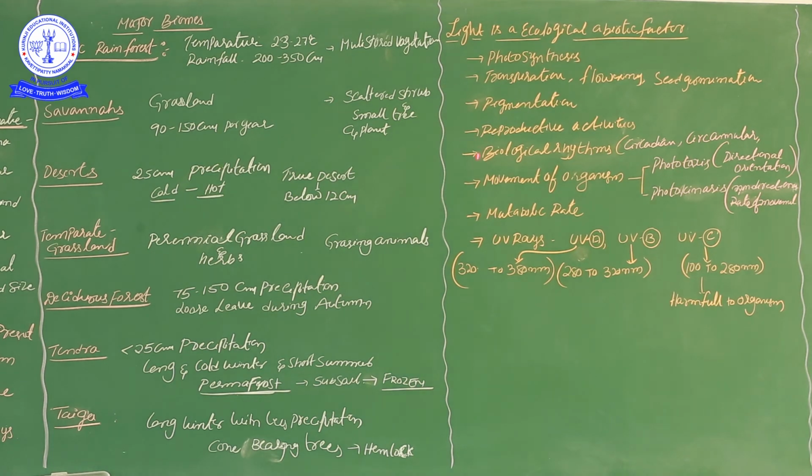And then some animals' reproductive activity is also influenced by the light. I will give one example here. Snake breeding or snake mating depends upon the Pournami, the full moon. So reproductive activities are influenced by the light. Correct, right? So several organisms' reproductive activities are linked with the light.